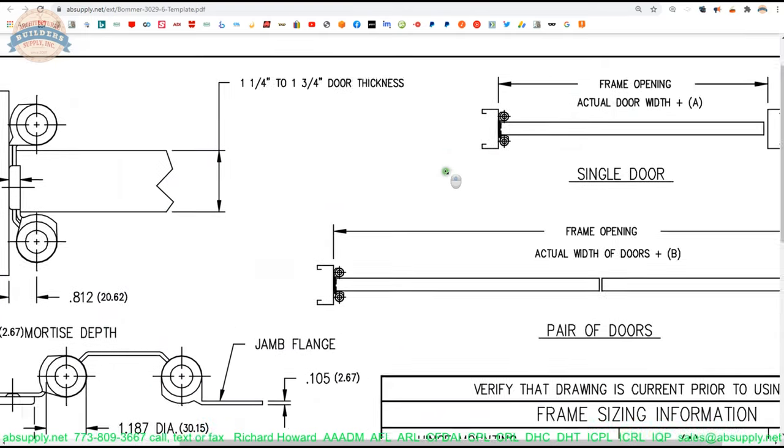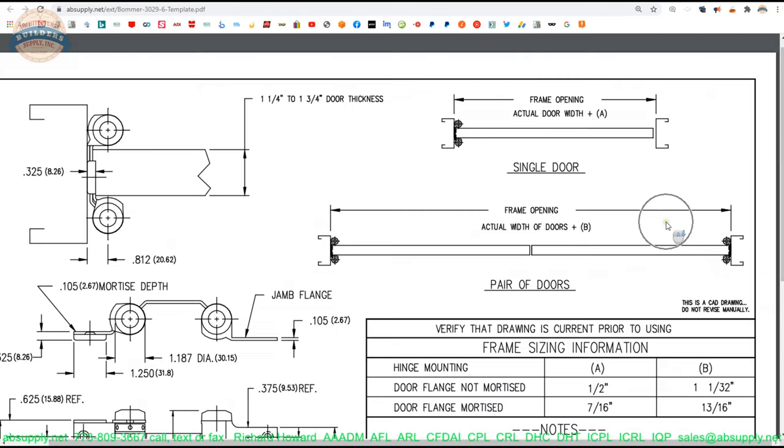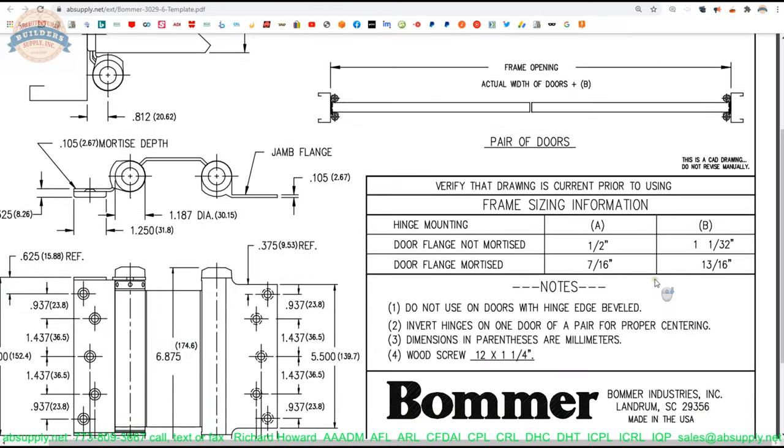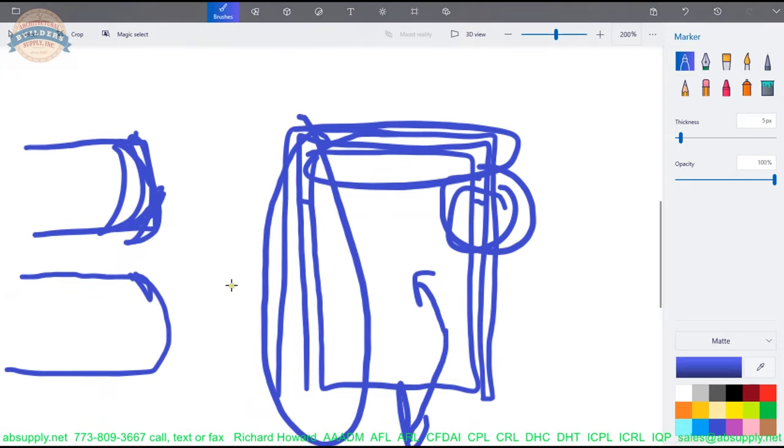And that's really what is on the template, telling you what you need to consider. Now, do not use on doors with hinge edge beveled. And the reason that that's important is it might become obvious.